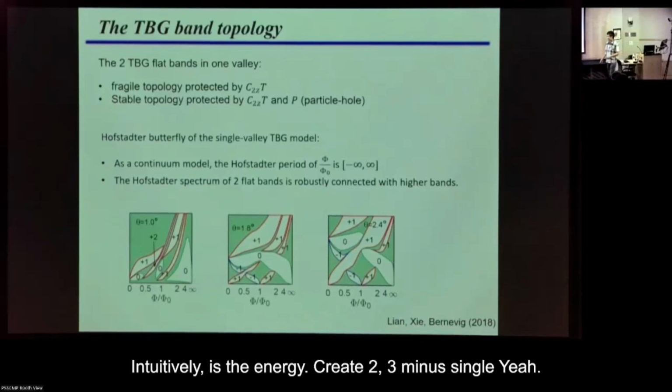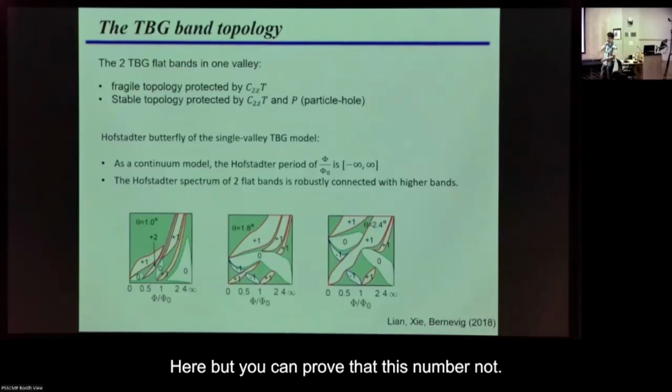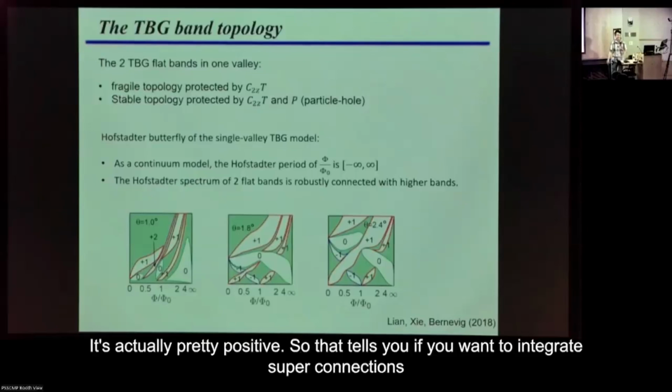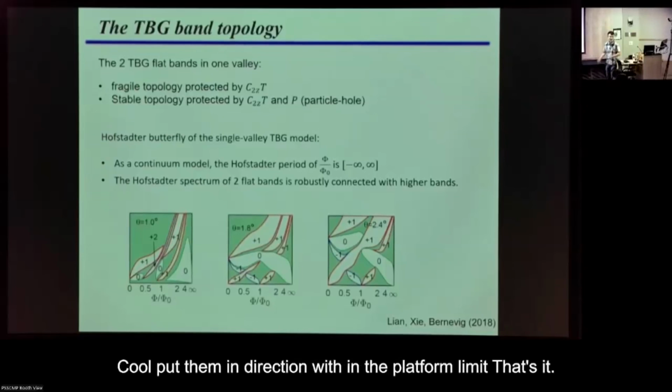Actually, Jonah has a more detailed study of C2ZT protected fragile topology, the Hofstadter butterfly there. But under certain conditions, this topology can also protect the gap closing between the fragile topological bands and the higher bands. But it's not always C2ZT, probably because of fragility and the fact that the magnetic field breaks this time-reversal symmetry, so it's not always the case.